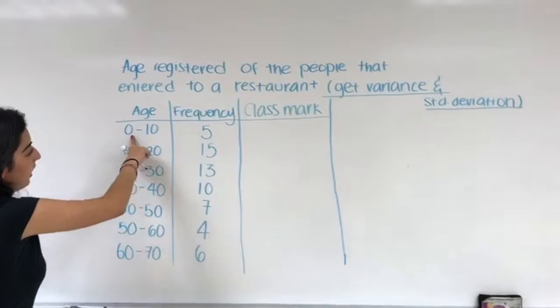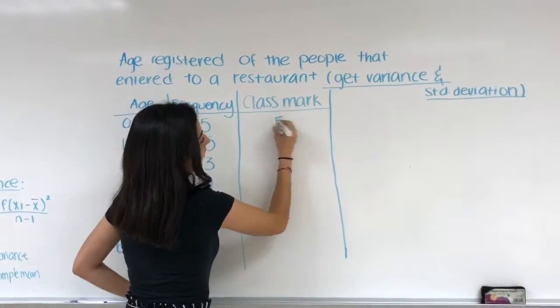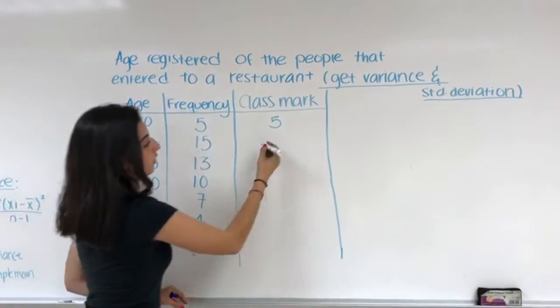From this one, for example, it's the number between 0 and 10. It's 5. And then here it's 15.